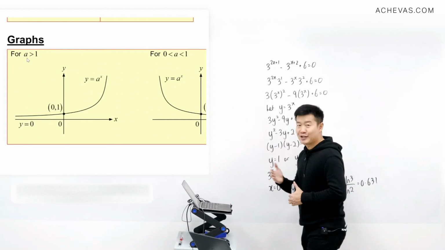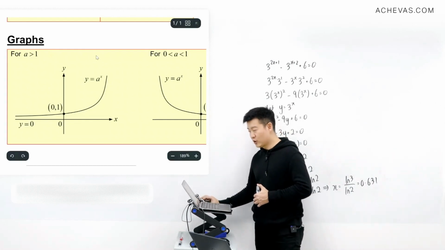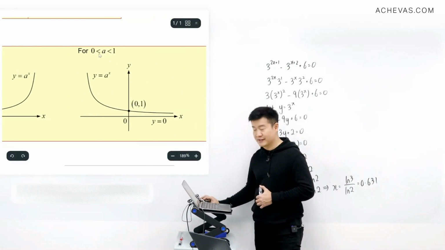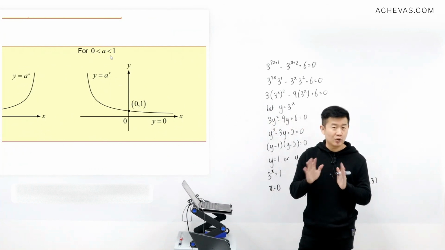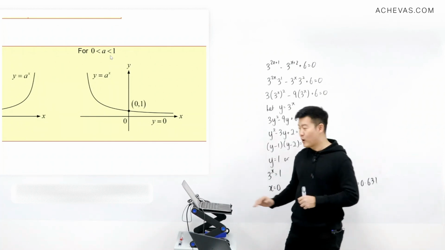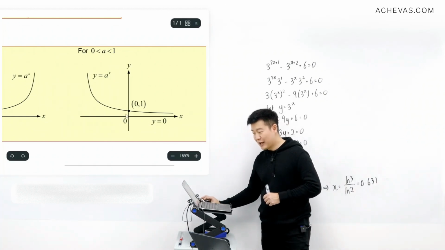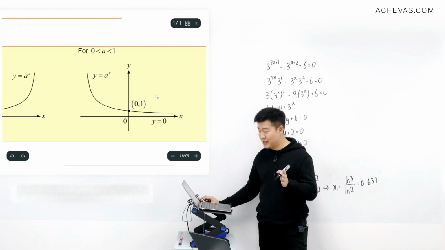But if a is not strictly bigger than 1, we are going to be looking at a between 0 and 1, which means that we are not looking at a to be 0, and we are not looking at a to be a negative number. So if a is between 0 and 1 instead, then we are going to have a graph that is like this. Again, please memorize it.